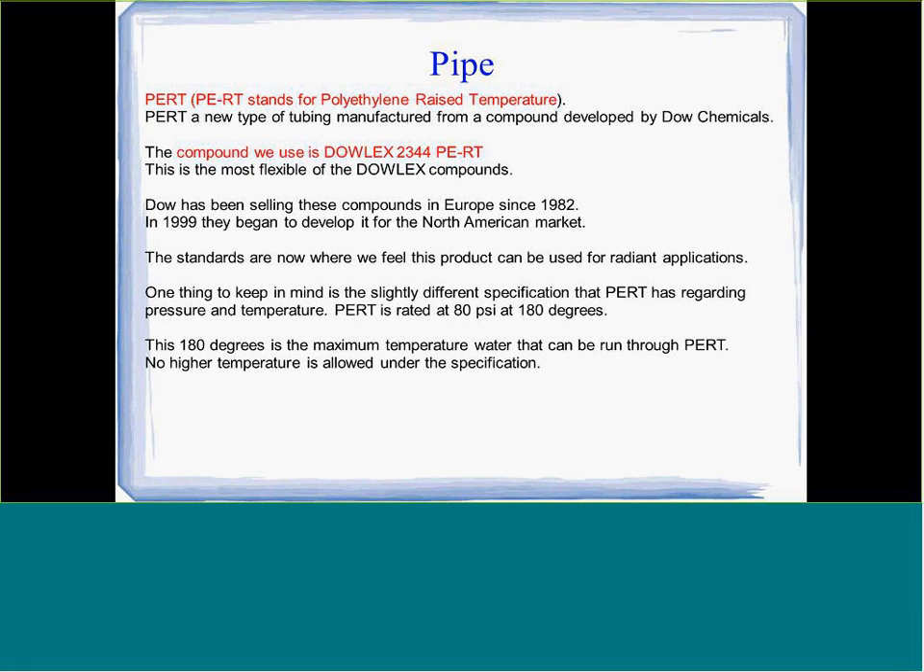PERT, being polyethylene, is not cross-linked, which means, of course, in manufacturing, they can run the pipe a lot faster. So it's less expensive to produce, which gives us a lower cost per foot of pipe also. One thing that you do have to note also is that 180 degrees is the maximum water temperature for PERT pipe. So you need to be aware of the temperature limits of PERT.